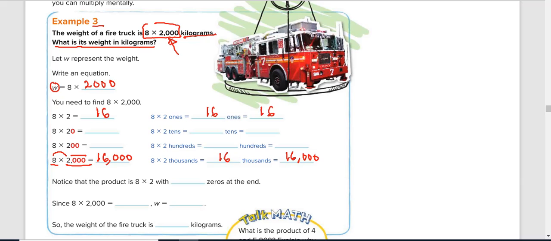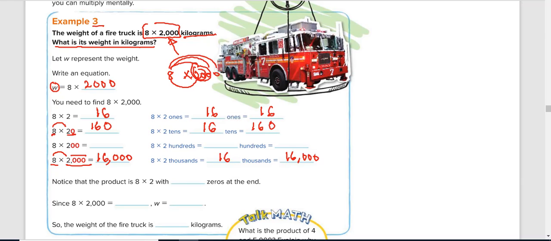16 ones. That's 16. 8 times 20, this is just the technique. 8 times 2000, so you do 8 times 2 first, next you do 8 times 20, next you do 8 times 200, next you do 8 times 2000. Okay, so 8 times 20, the same thing. 8 times 2 is 16 with only 1 zero, that gives me 160. Which is the same thing as 16 tens.